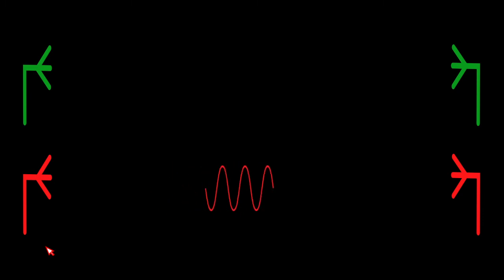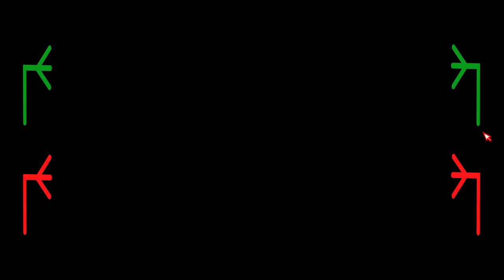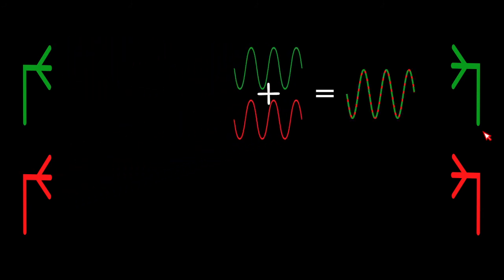Second major problem in wireless communication is interference. Suppose there is a second transmitter, this red transmitter, transmitting its signal to another receiver, this red receiver. Our receiver, this green receiver, would be receiving signal from both the green transmitter and the red transmitter. This unwanted received signal from the red transmitter is called interference.